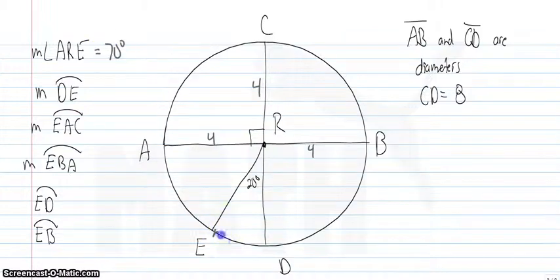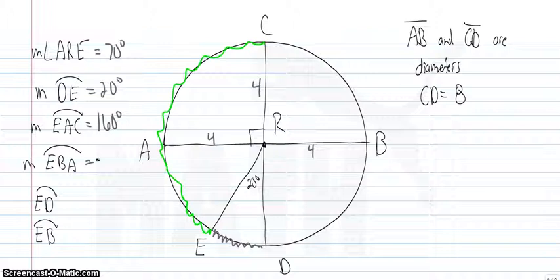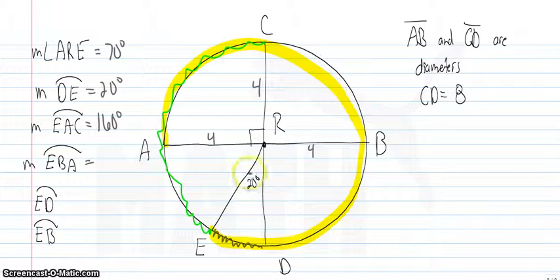Measure of arc angle DE is 20 degrees. Notice it has the little M in front of it. That's why we know it's the arc angle. Measure of arc angle EAC starts at E, passes through A, and ends up at C. It's not quite an entire 180 degrees. It's 20 degrees short of that, so it's 160 degrees. Measure of arc angle EBA starts at E, passes through B, ends at A, so it's a major arc. It's 70 degrees short of being an entire 360, so it's 290 degrees.